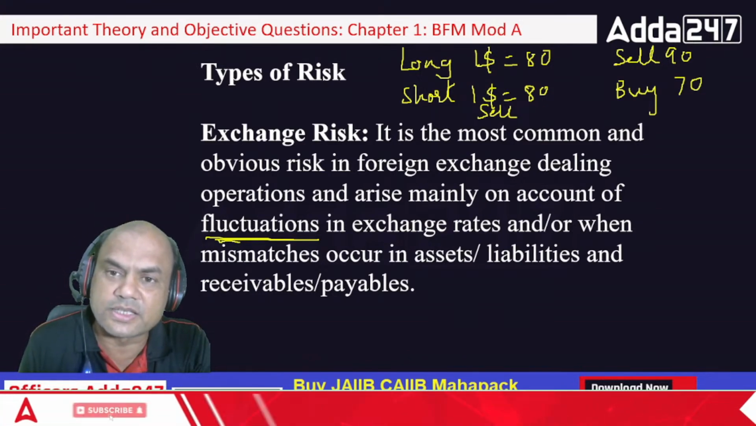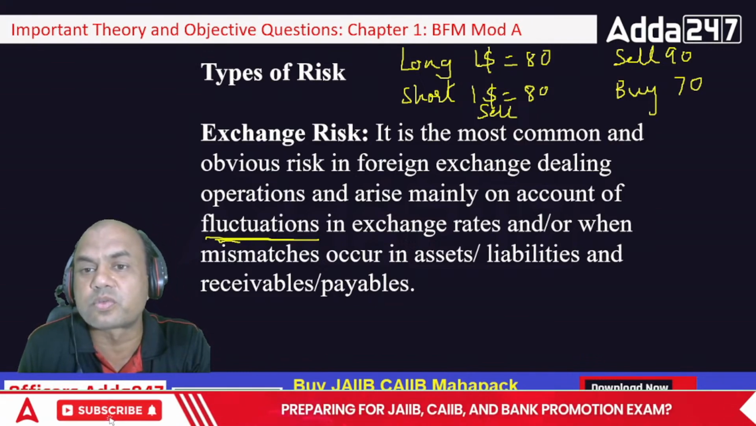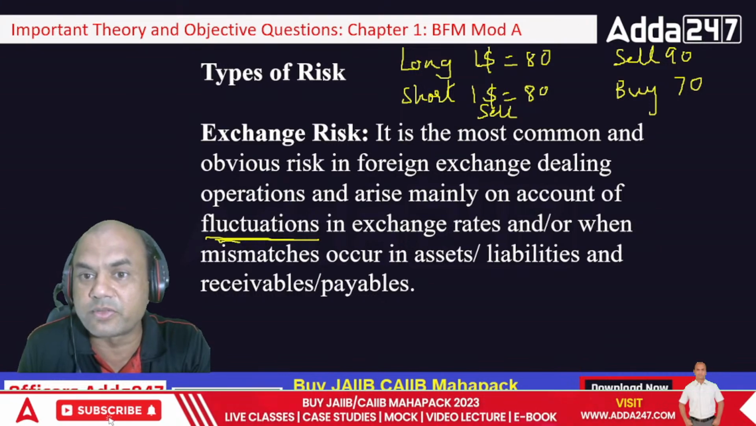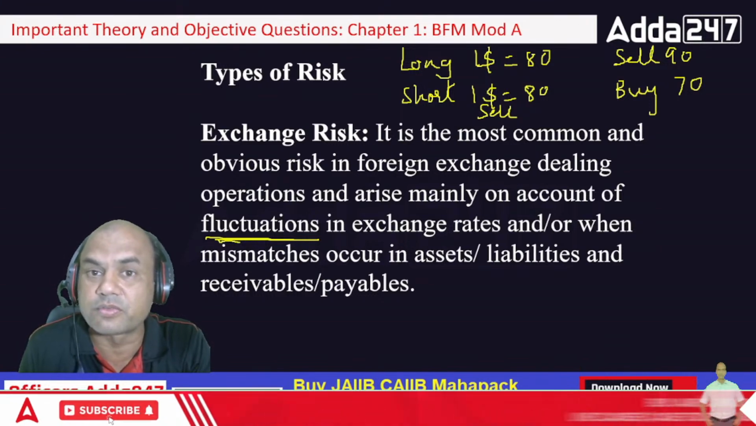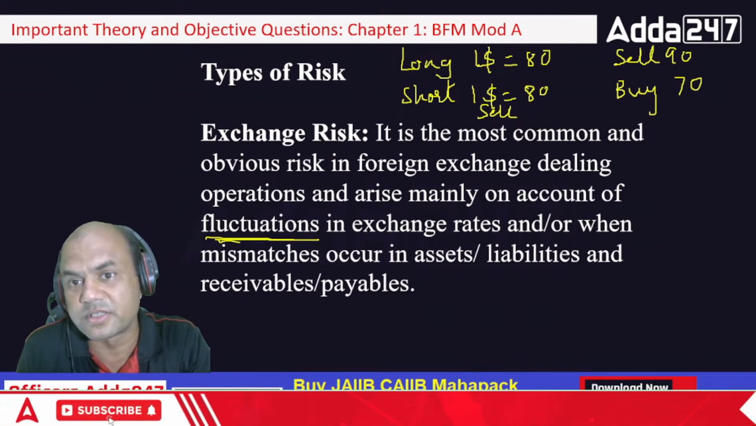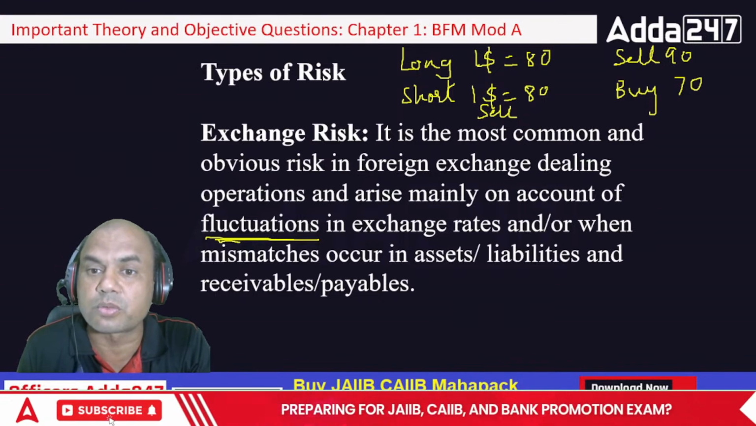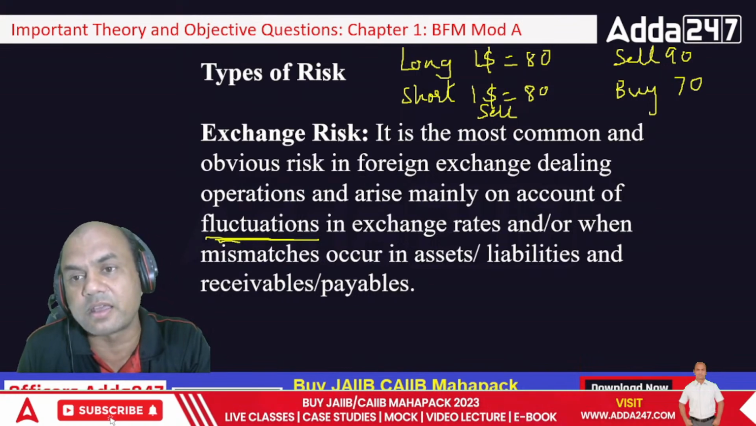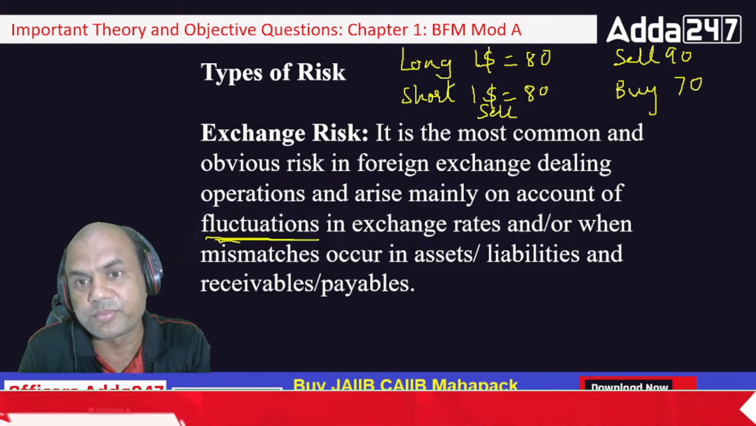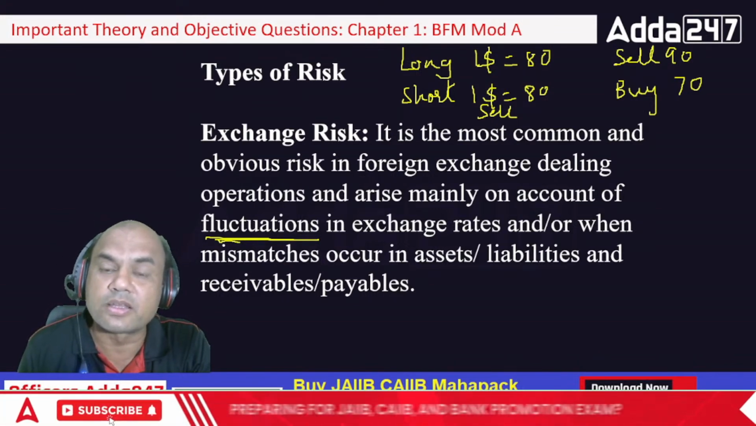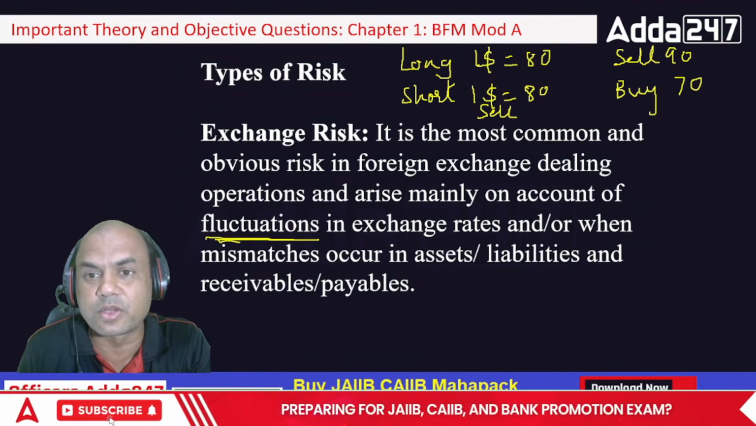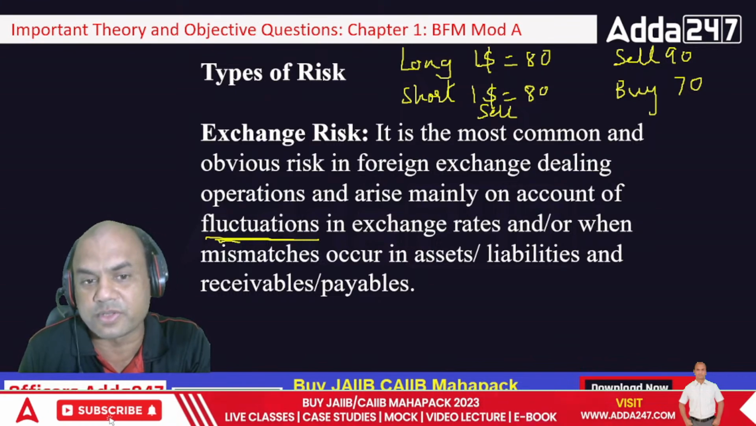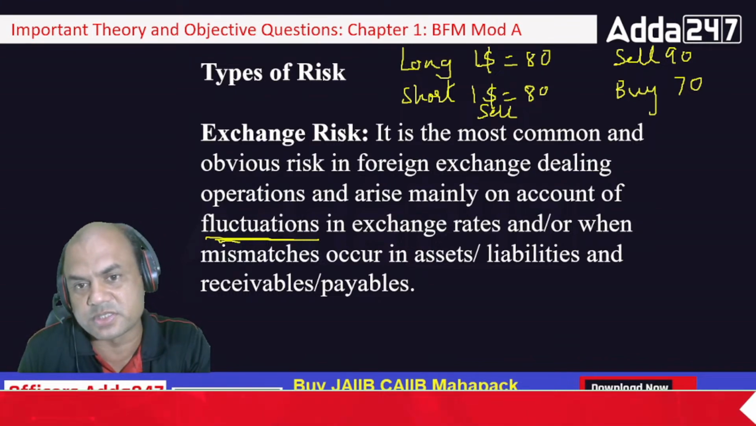So understand, if the dollar goes from 80 to 90, the one who is in the long position will benefit, but the one who is in the short position will suffer losses. Okay, because he has sold. Short position means he has sold first. Then he'll have to buy it at a higher rate. So if the dollar goes up, from 80 to 90, then the one who is shorted will suffer. So these are known as fluctuations.